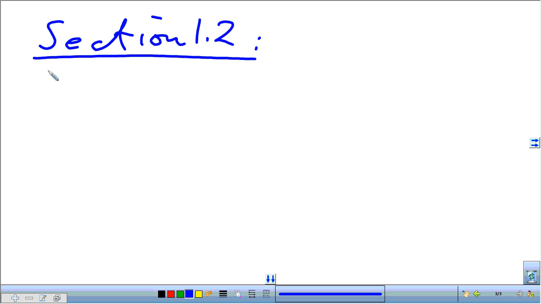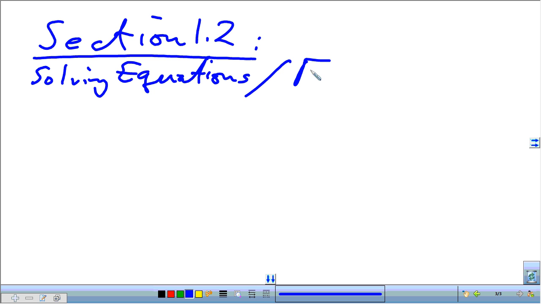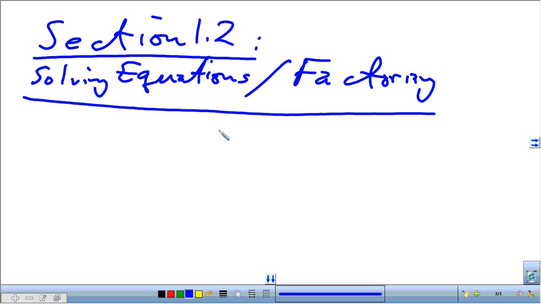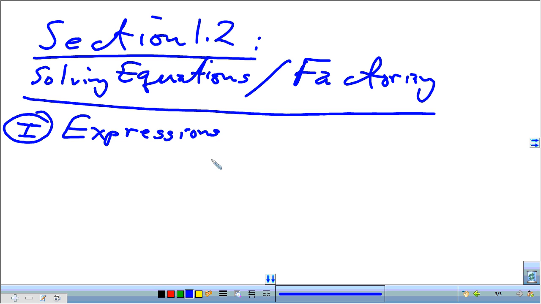I'm going to look at solving equations, and that all relates also to factoring. So, prerequisite material that we'll look at again. Topic 1 here, looking at some basic things about expressions.